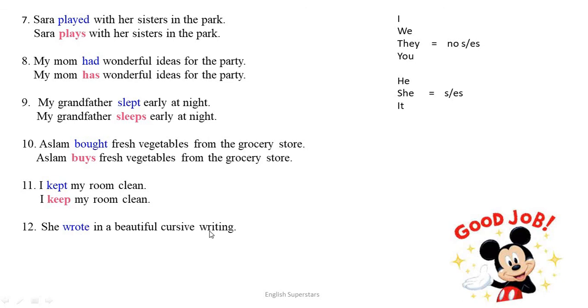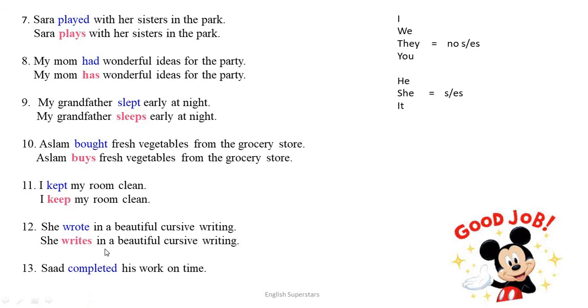She wrote in a beautiful cursive writing. She writes. Wrote is the past form. When you change past to present, that is right. And because she is written over here, means singular. So you are going to put S with it. She writes in a beautiful cursive writing.